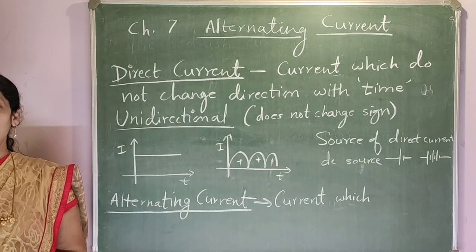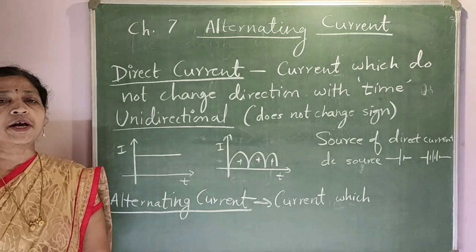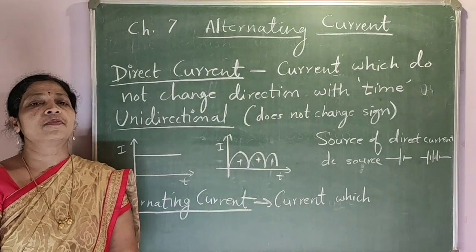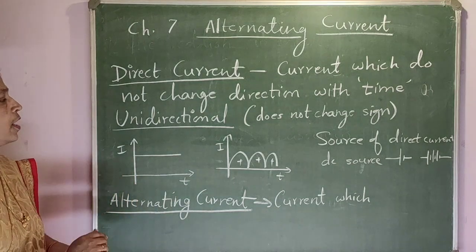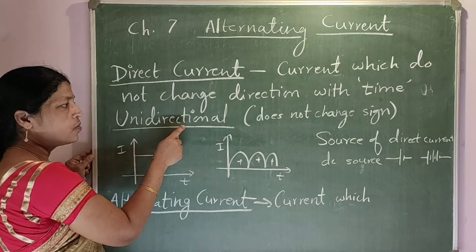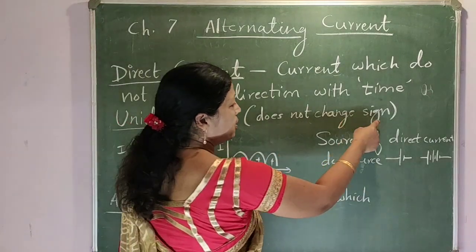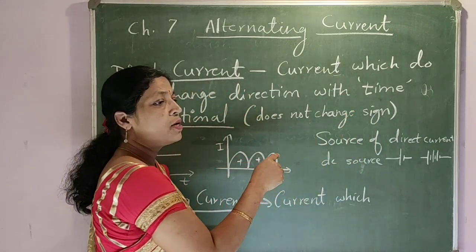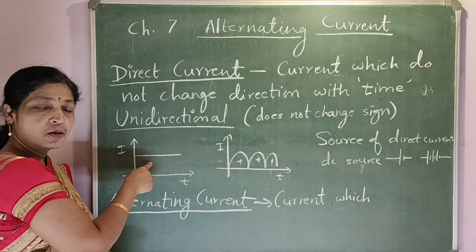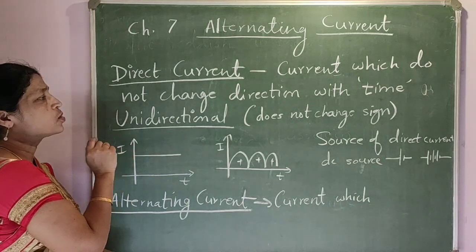Direct current, you have already studied. A current which does not change its direction with time is called direct current. It is also called unidirectional. Unidirectional means it does not change direction with time, or you can say the current does not change sign with time. Sign with time means the current is either only on the positive side, or only on the negative side. That is called direct current.